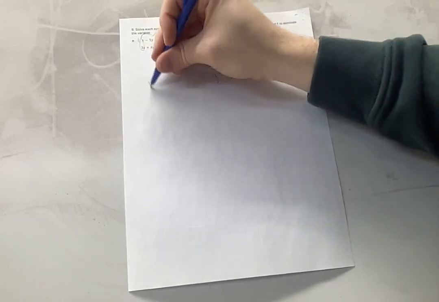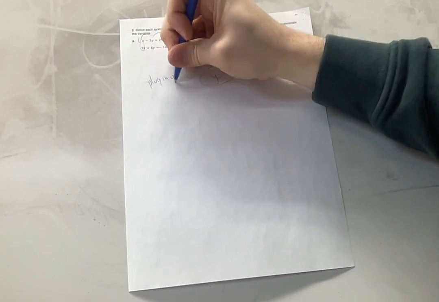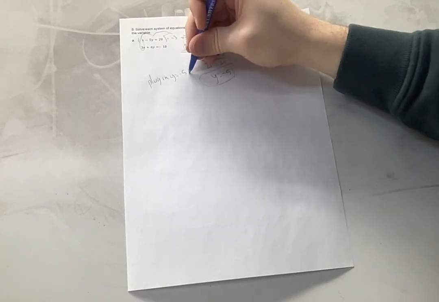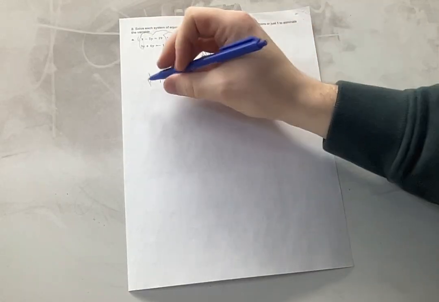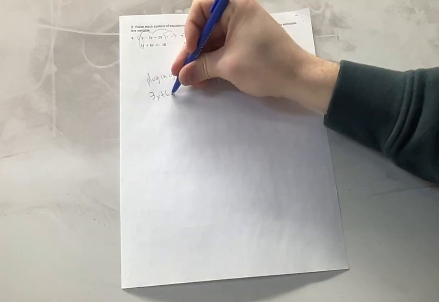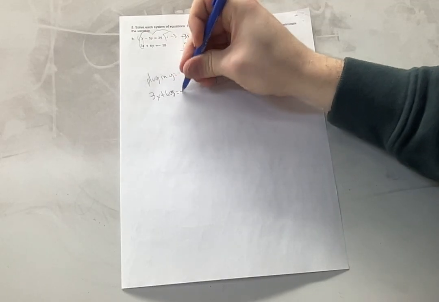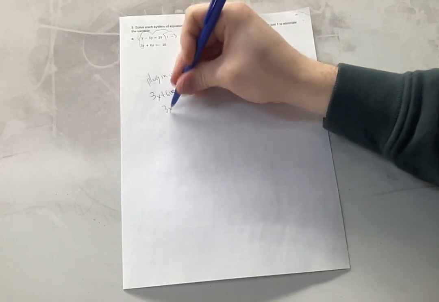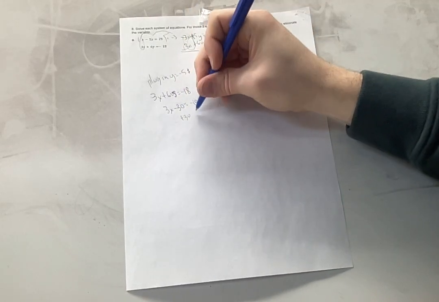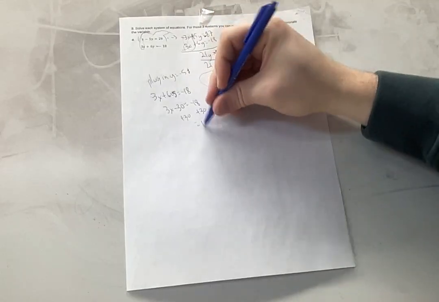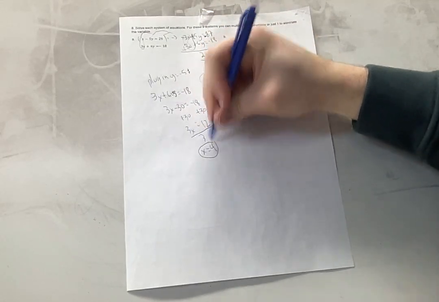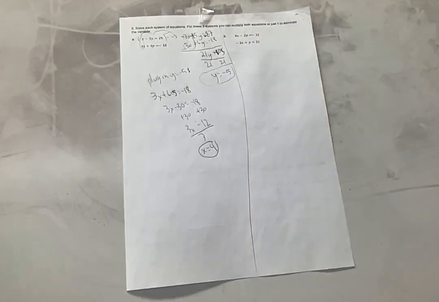So let's plug in that negative 5 as y into, let's do the first one. The second equation sounds the best to me. And then we got 3x plus 6 times negative 5 equals negative 18. 3x minus 30 equals negative 18. You add 30 to both sides. You get 3x equals 12, and x would equal 4. So that is our solution for that first one there.